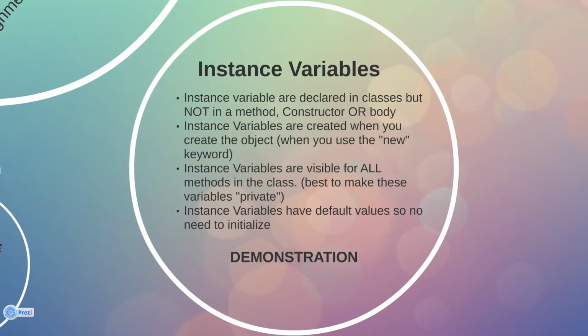But instance variables are visible for all methods in that class, okay? Only the methods in the class that you declared it in. It's best to make these variables private. You don't need to really understand that; we're going to explain that further through our tutorials. Okay, so instance variables have default values, so no need to initialize.